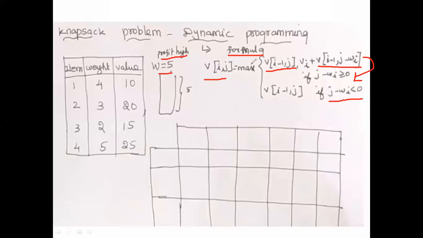Every row and column has to be filled using this formula. That is one technique. Without calculating the formula, there is also a shortcut method available. Now I will explain the shortcut method to fill this table, and also how to fill the table using this formula. I will explain both methods, so please listen carefully.